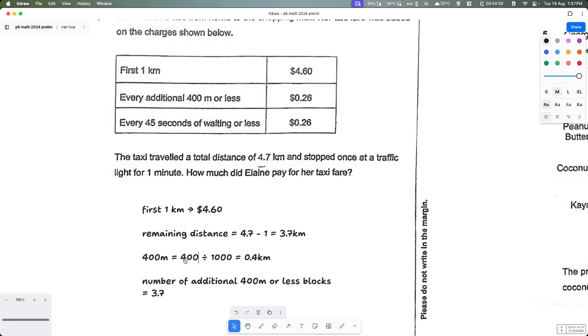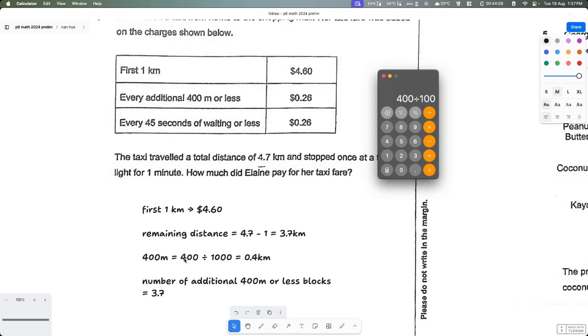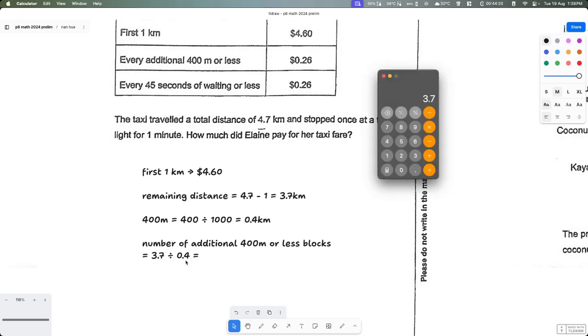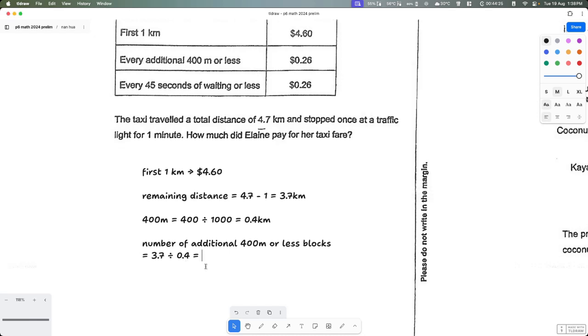400 divided by 1000 will become 0.4. Then we divide 3.7 by 0.4, which gives 9.25, which we need to round up. In this case it will be 10. Since there is a remainder, we round up, so it becomes 10.